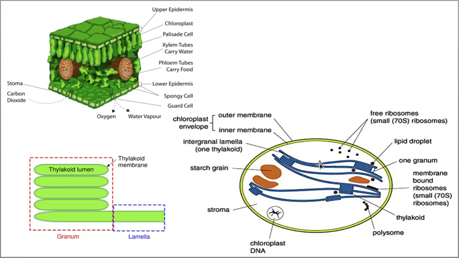Point number 5 and point number 6: it consisting of its own DNA, it consisting of its own ribosomes, and it consisting of its own food material. Because it is consisting of its own food material, its own DNA, its own ribosomes, it is called as semi-autonomous cell organelle. So it can be able to divide by itself. Hope you understood. So this is the structure of chloroplast. Now in the stroma, the dark reaction takes place. In the thylakoid membranes, the light reaction it takes place. So this is the exact place the photosynthesis it is taking place.